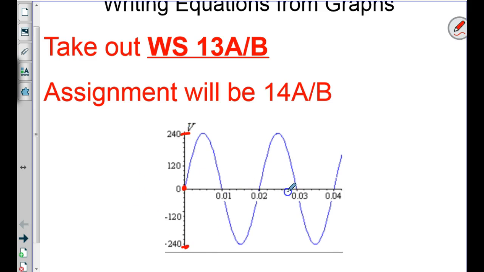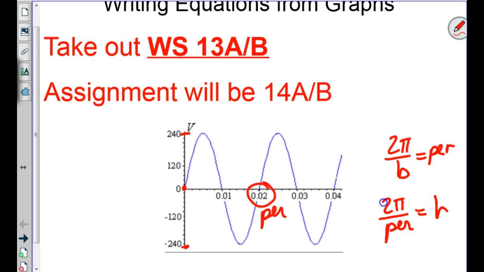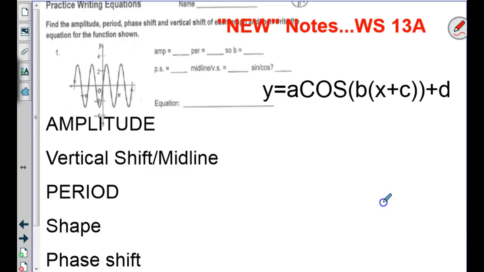So the midline is at 0. The amplitude is 240. That's how far above and below. And the period is? Yeah, it finishes a cycle by 0.02 seconds or whatever unit it is. So is that the b that's going to go into the equation, 0.02? No, this is the period. So remember, we have to do 2 pi divided by b to get the period, or 2 pi divided by the period will give you the b value, and that's what we're going to need today.